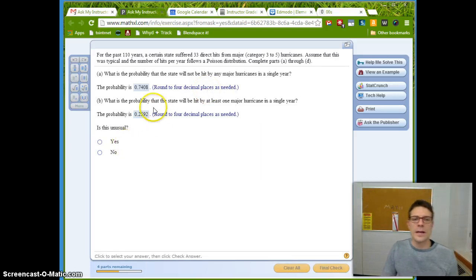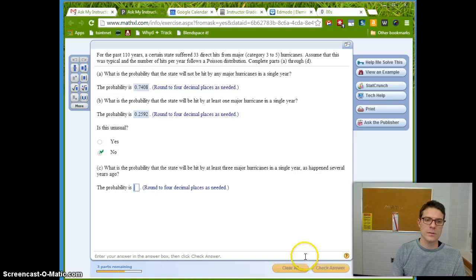Okay. Now it asks us this question, is this unusual? And 25% chance, no, that's not unusual. Remember the criterion they use here in this chapter for unusual is 5% or less. Okay, so this is unusual.